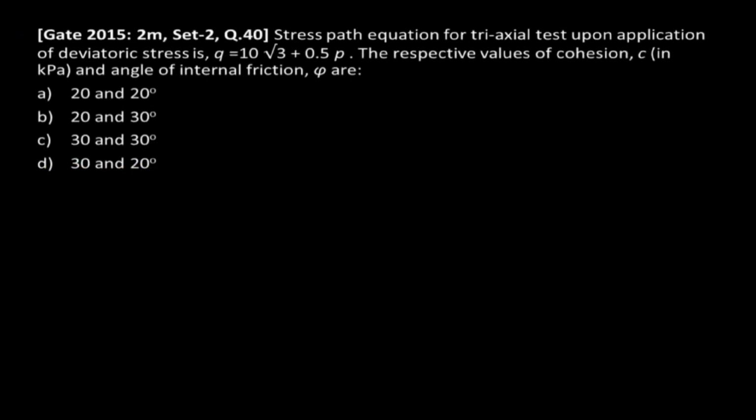Next question. They have given the stress path equation for a triaxial test upon application of deviatoric stress, that is Q is equal to 10 root 3 plus 0.5 P. They are asking us to find out the value of cohesion and angle of internal friction. So we'll write the solution. Q is nothing but sigma 1 minus sigma 3 divided by 2, and P is nothing but sigma 1 plus sigma 3 divided by 2.